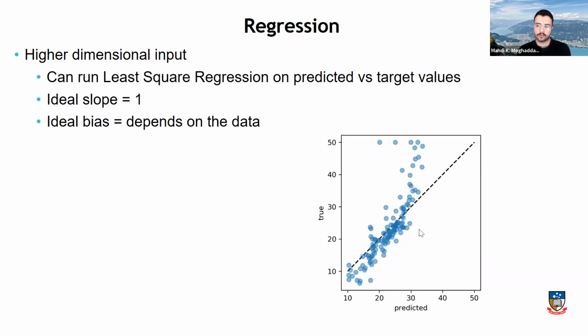So what you could do is fit a least squares regression on this plot as well, and how far away from a slope of 1 you are would give you a better sense of how your model compares with the ideal.